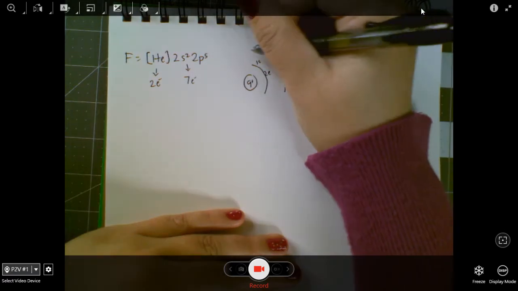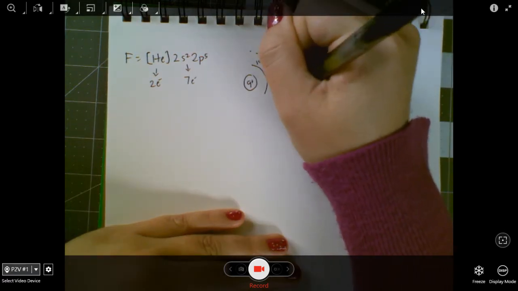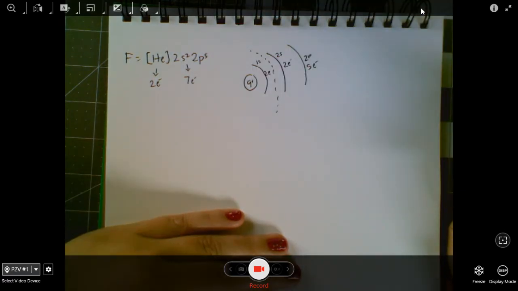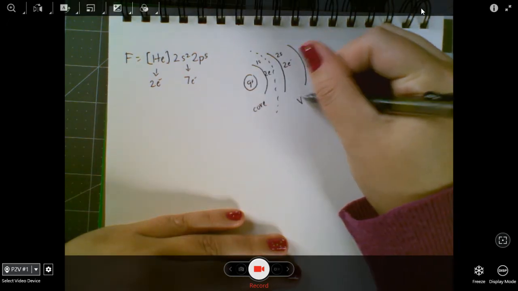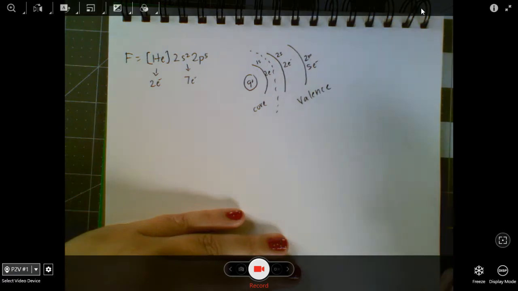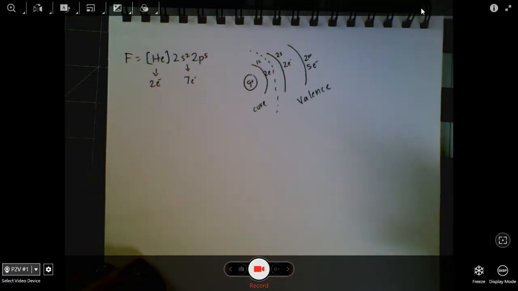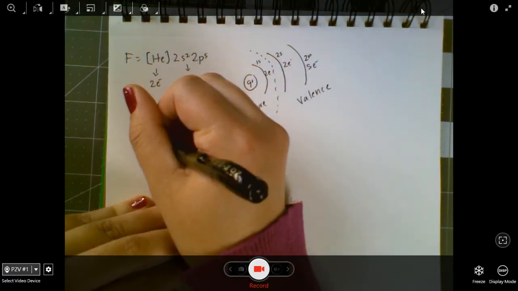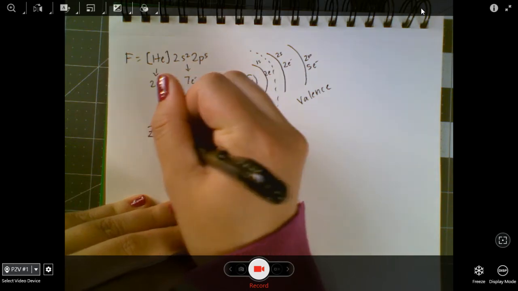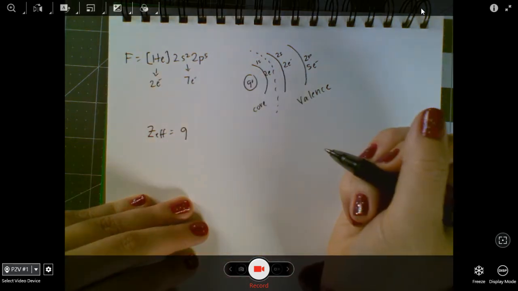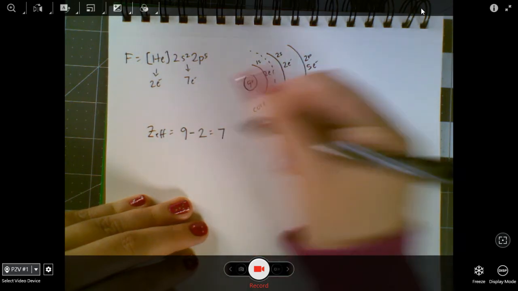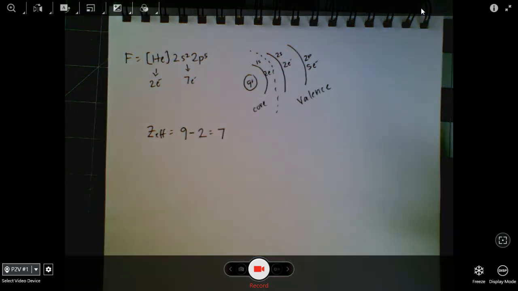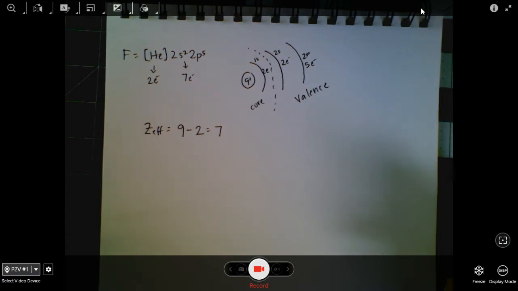Right here, I'm going to draw a dashed line. That is the differentiation between my core and my valence. So these are core, these are valence electrons. If I want to calculate my effective nuclear charge, we can do that. I would love to. It's good practice. What you do is you take your atomic number, in this case it's 9, take away your core electrons, which are 2, and you get an effective nuclear charge of 7. All right? Hopefully that made sense.